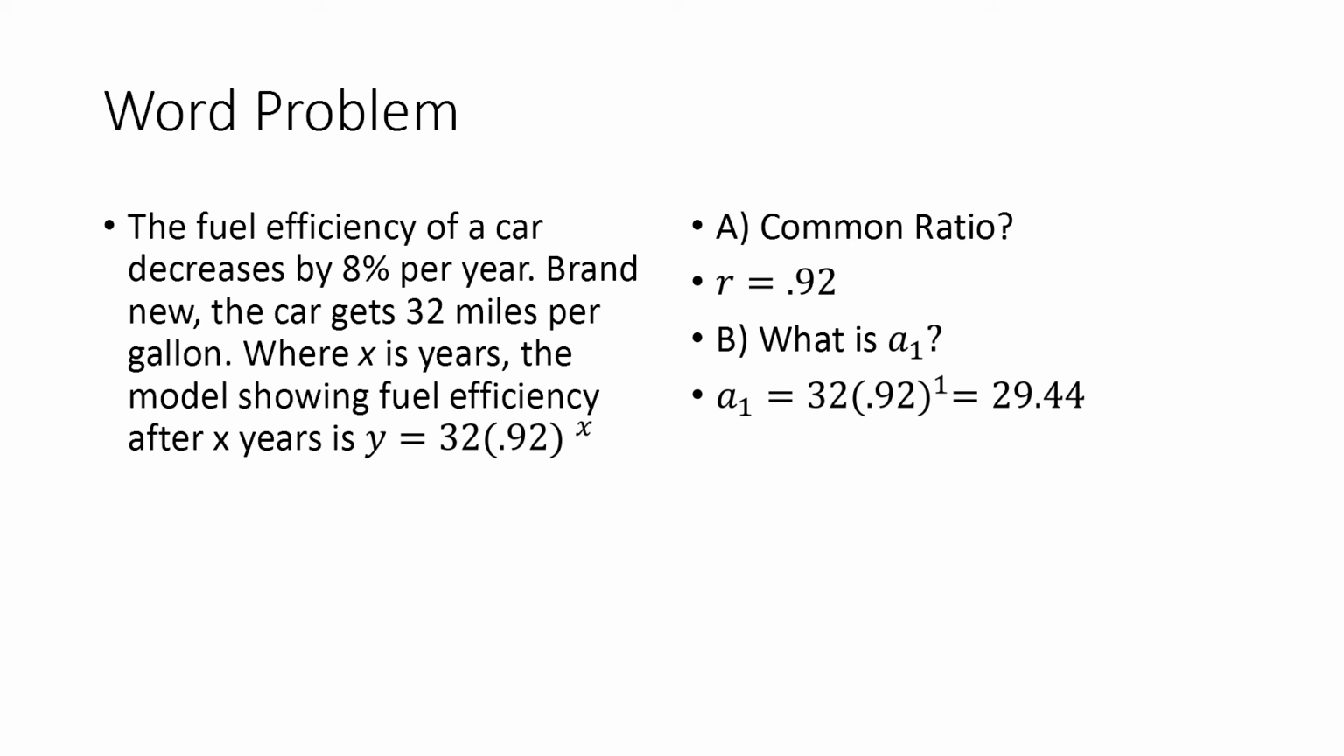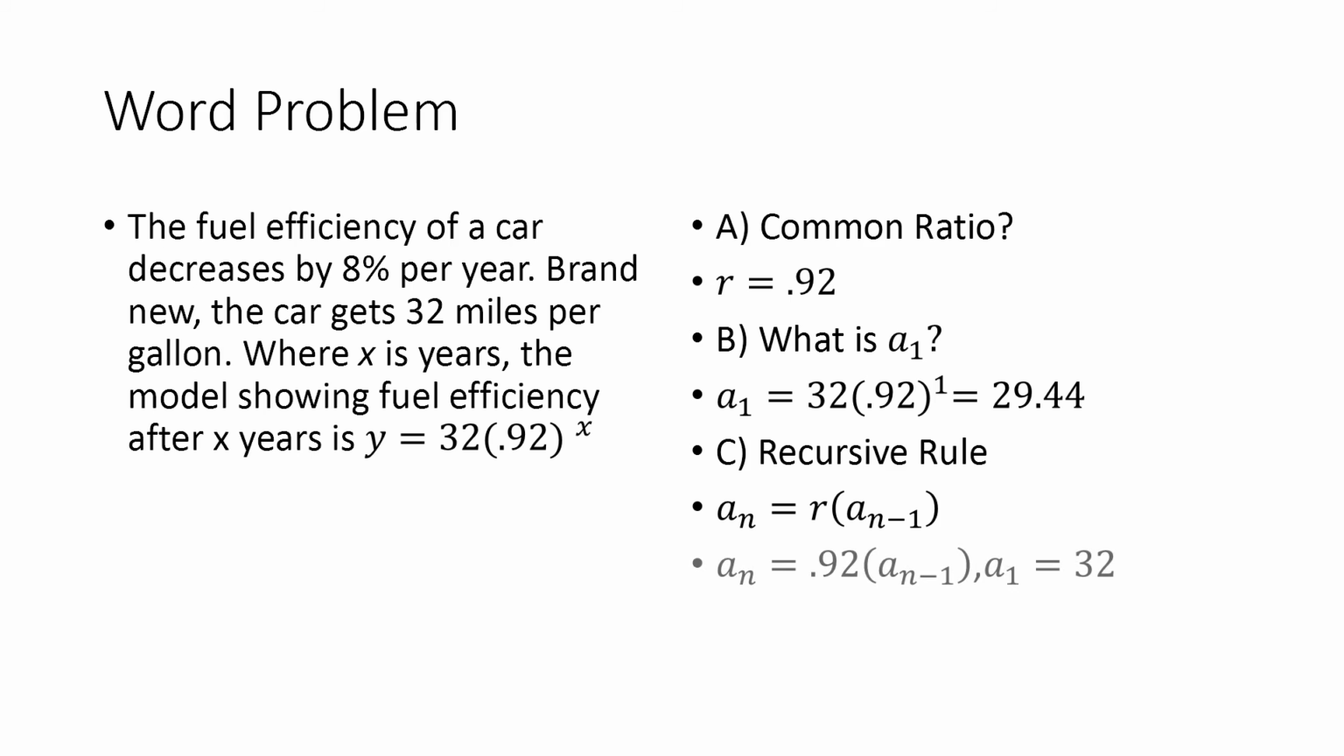So it's a little tricky because a lot of times we're thinking, well, 32 is always the first term, but it depends on your exponent if it's x or x minus 1. So just plug the 1 in if you're not sure. The recursive rule, again, requires r, which has already been established. Okay, now this is a typo here. That should say 29.44, so please make note of that. That should be a 29.44 here, not a 32.